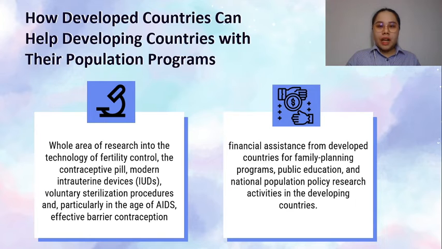Next, how can developed countries help developing countries with their population programs? First, rich country governments, international donor agencies, and NGOs play an important role in the whole area of research into the technology of fertility control: the contraceptive pill, modern intrauterine devices, voluntary sterilization procedures, and, in particular in the age of HIV/AIDS, effective barrier contraception. Second is financial assistance from developed countries for family planning programs, public education, and national population policy research activity in developing countries.